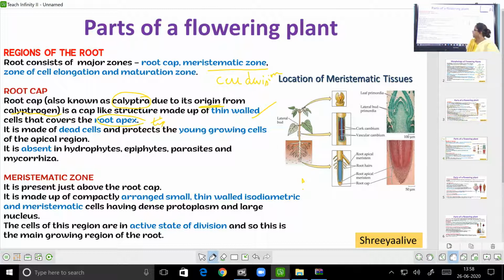Then, it is made up of dead cells and protects the young growing cells in the apical region. Root caps are absent in hydrophytes, the plants which grow in water.